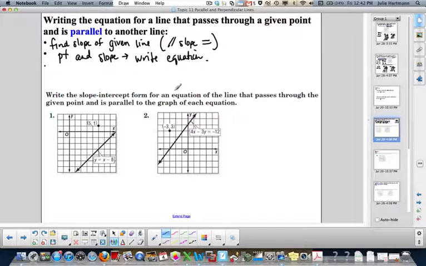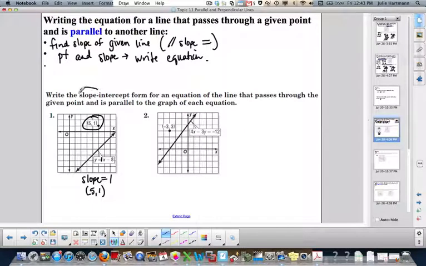Okay, so number 1, we have the line y equals x minus 8. What is the slope of that line? Yeah, it's a 1. So slope equals 1. And it passes through the point 5, 1. So now we need to write an equation.